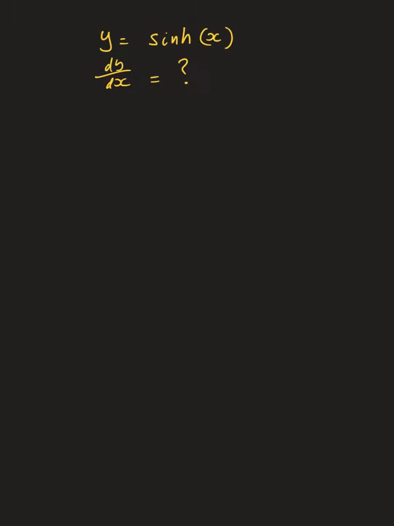Now, if y is equal to sinh of x, then what is the derivative, dy dx? Well, let's go back to the definition. Sinh of x is e to the power of x minus e to the power of minus x divided by 2. In order to differentiate that, I'll just break it up into two separate fractions, like this.